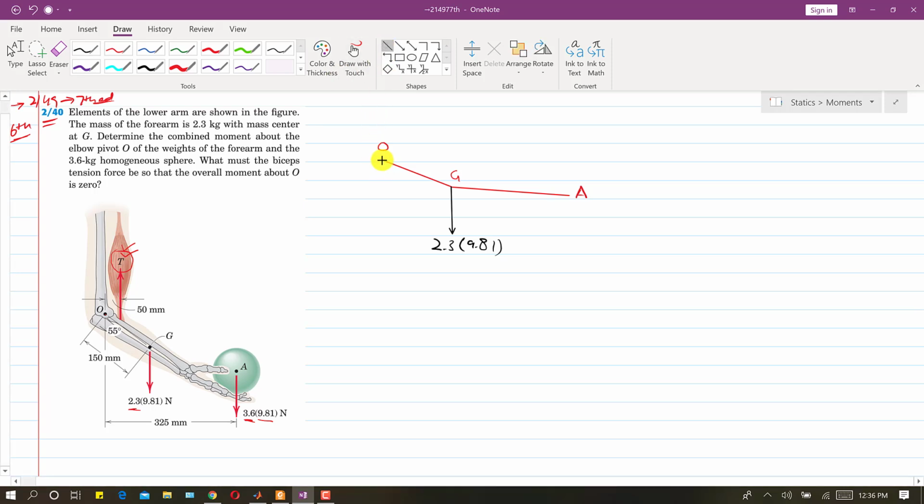Similarly, if I draw a reference line here, this is the vertical reference line, and it is given that this angle is 55 degrees, right? Now if I also draw here, this will be the weight of the sphere, so this is 3.6 into 9.81. The perpendicular distance of this weight from O is this distance, and the perpendicular distance of the forearm weight is this distance, right?